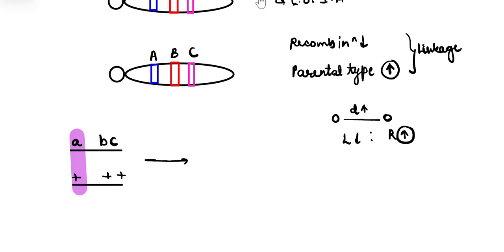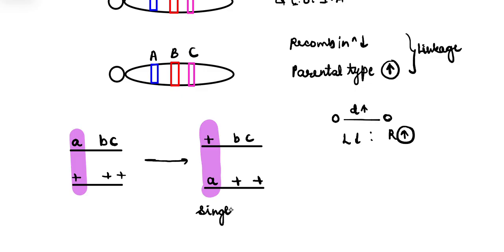So what would the resultant progeny be like? Here I will get plus, here B and C, and here I would get A, and here plus and plus, the wild forms. So this kind of process, wherein only a single gene is changing or recombining, is referred to as single crossover. Single crossover.